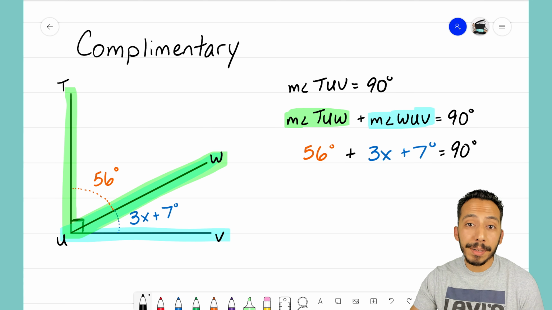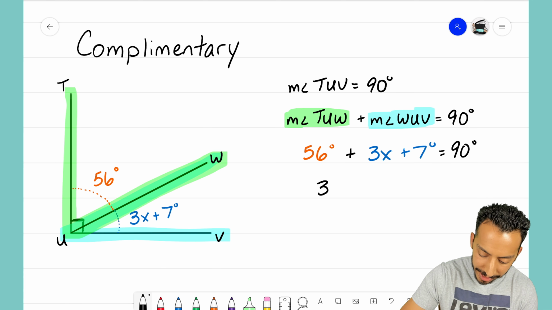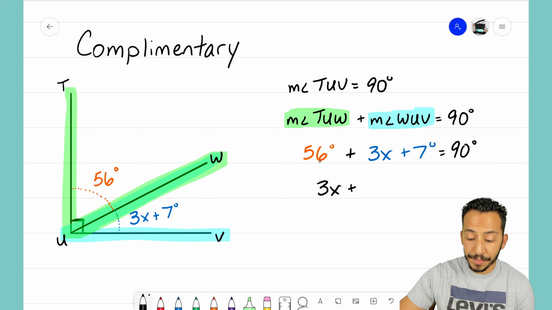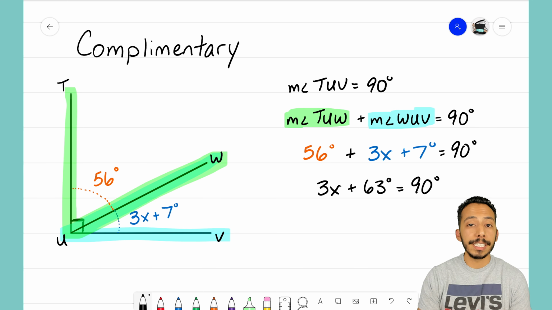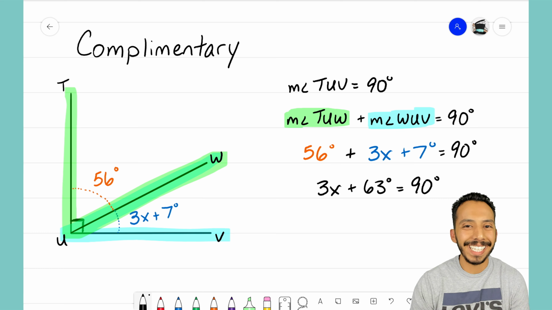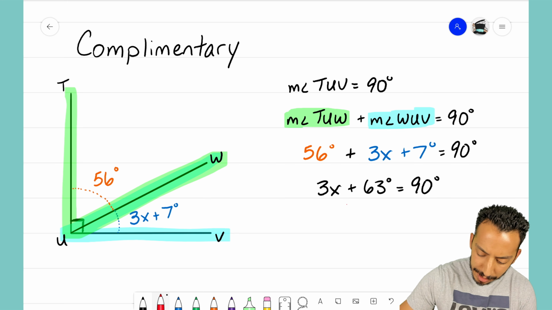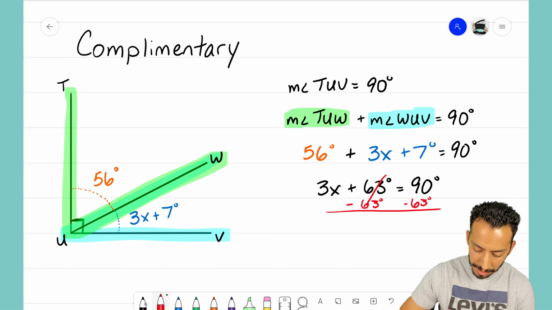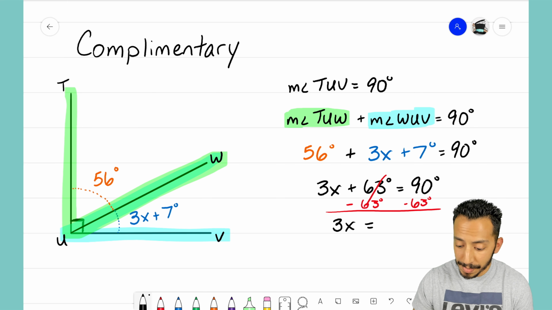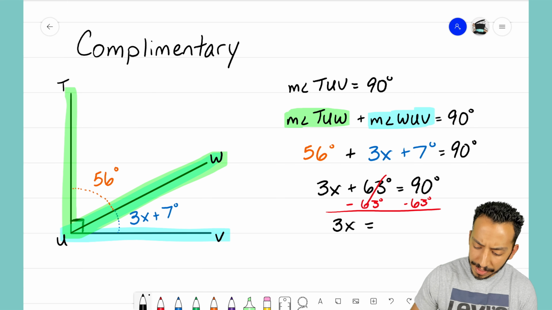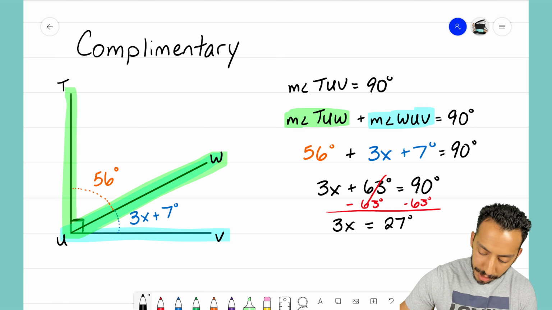I'm going to combine my like terms. So I have 3x plus, well, 56 plus 7 is going to add up to 63 degrees, which is still going to equal 90 degrees. Just working through, trying to get x by itself, I think I can subtract 63 degrees on both sides. By doing that, the 63s on the left-hand side cancel out, and I'm just left with 3x. It's going to equal 90 minus 63 degrees. I think that's going to leave us with 27 degrees.